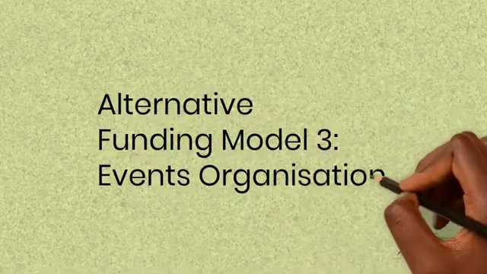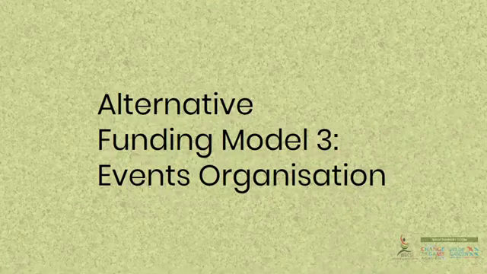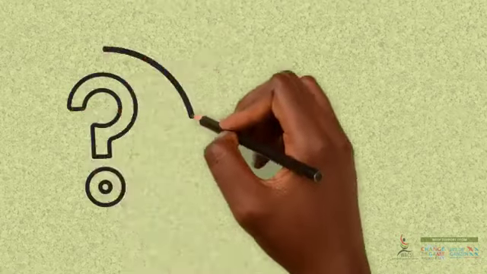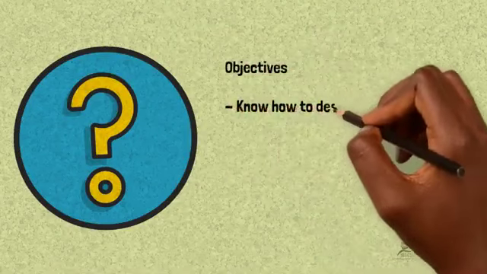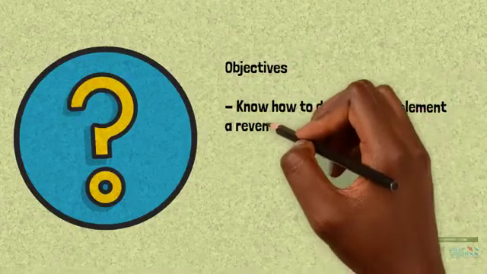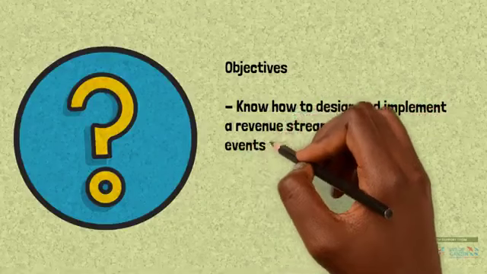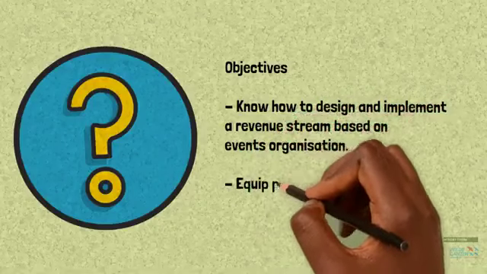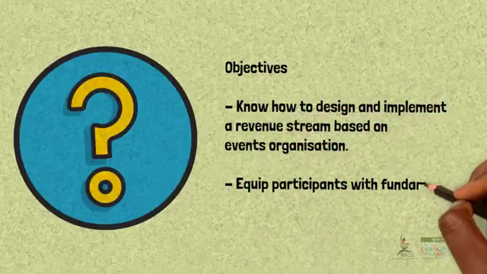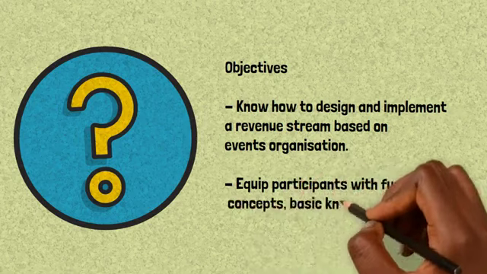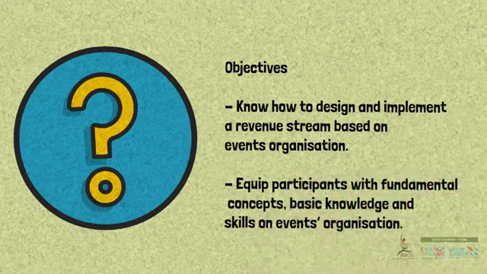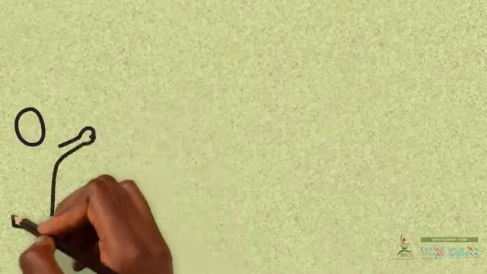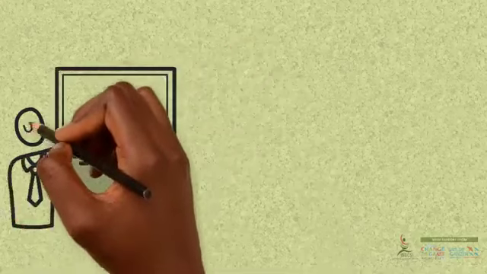In this session, we will be looking at Module 3, which will focus on event organization. The objective of this module is to enable us to know how to design and implement a revenue stream based on events organization. Also, we will be equipped with fundamental concepts, basic knowledge, and skills on events organization.